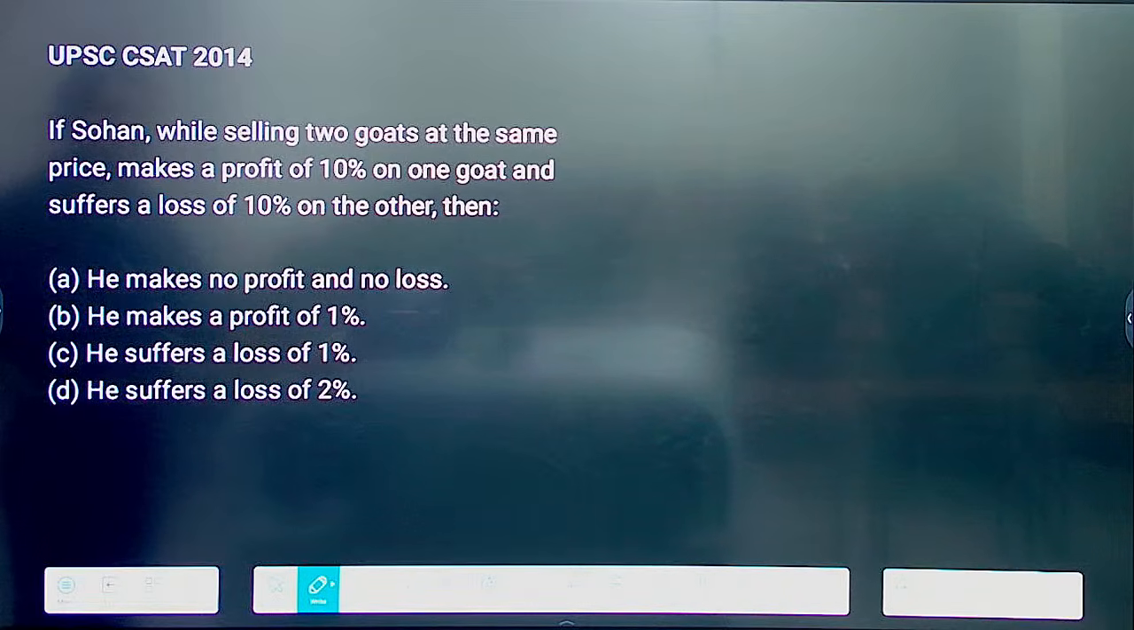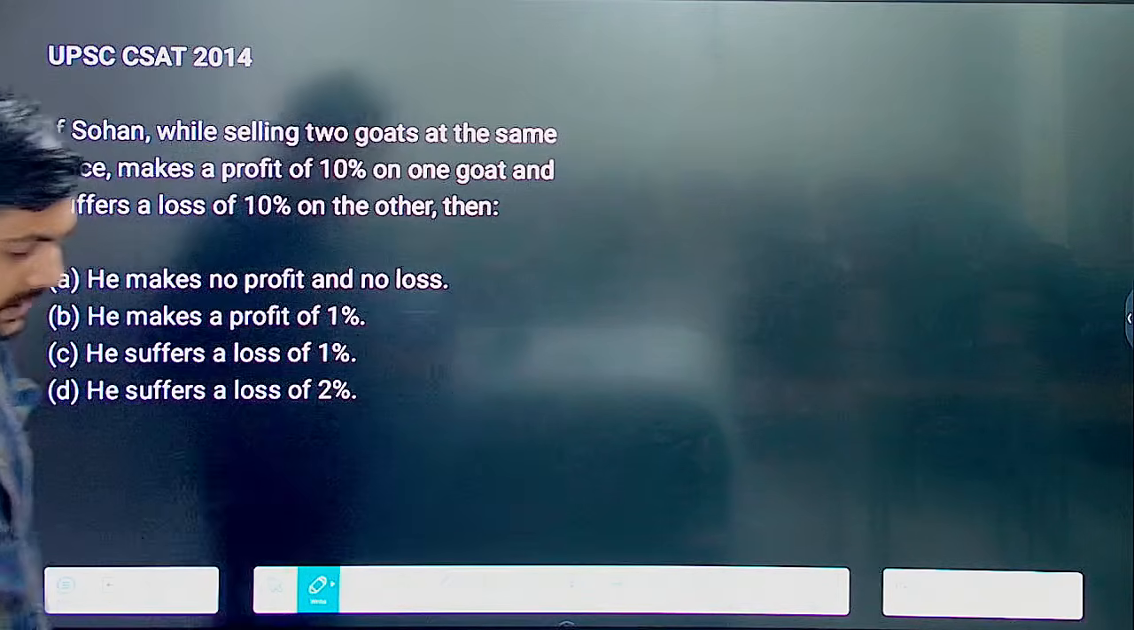Sohan, while selling two goats at the same price, makes a profit of 10% on one goat and suffers a loss of 10% on the other. Then overall what has happened?